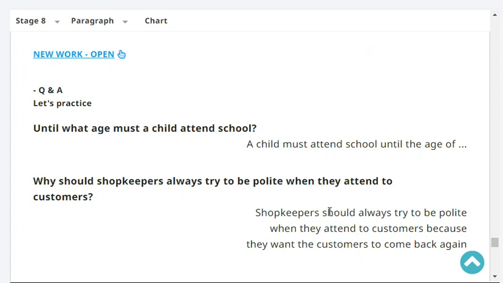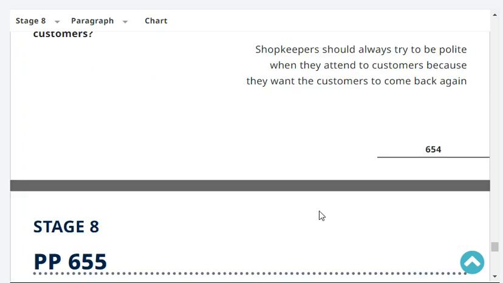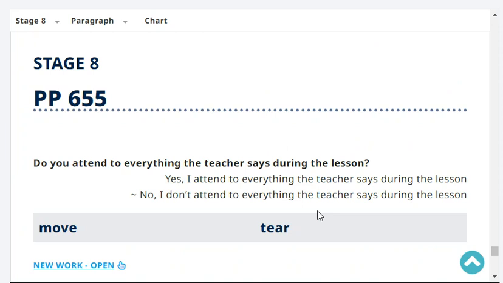Why should shopkeepers always try to be polite when they attend to customers? Shopkeepers should always try to be polite to customers because they want the customers to come back again.